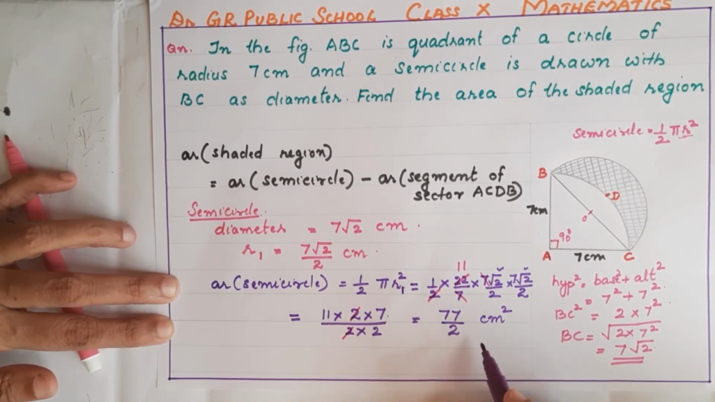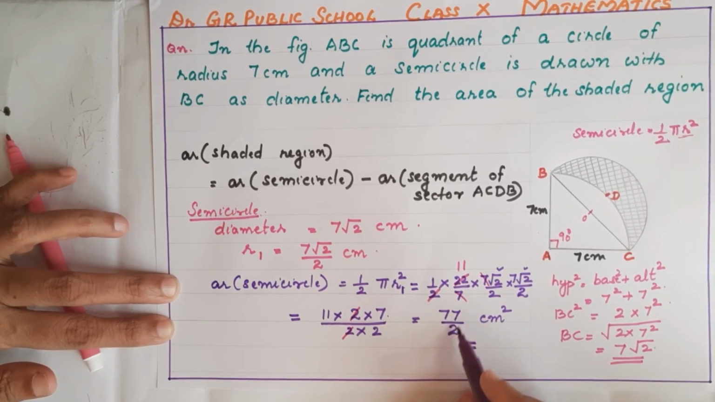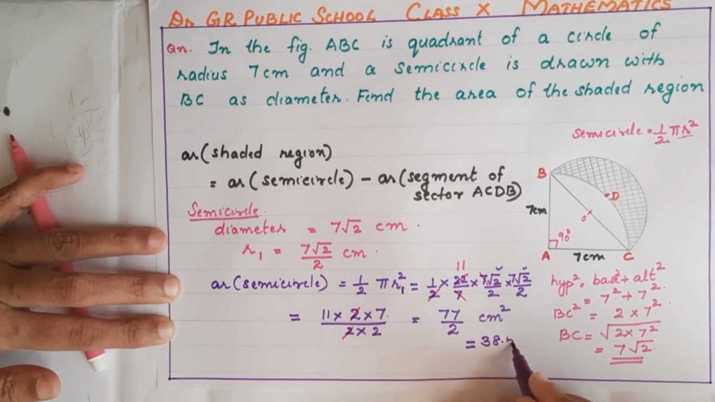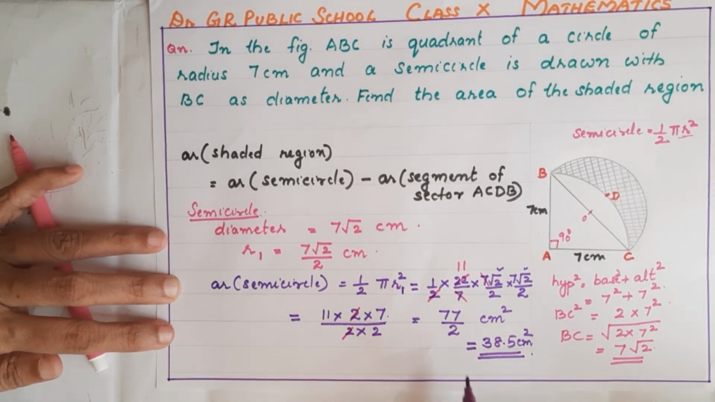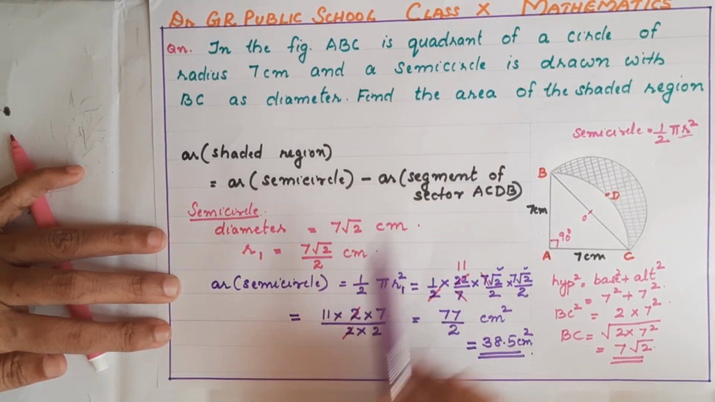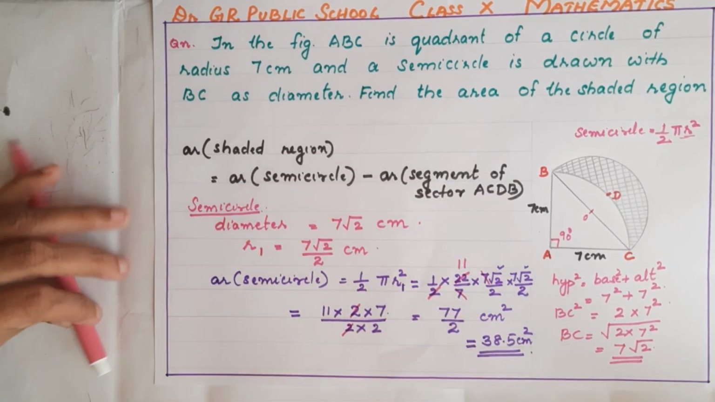So we have further calculation using this. So I am writing this 77 by 2 as 38.5 centimeter square. Okay children. 38.5 centimeter square. Area of semicircle 38.5 centimeter square. Now what we need? Area of the segment. Area of the segment. Okay.